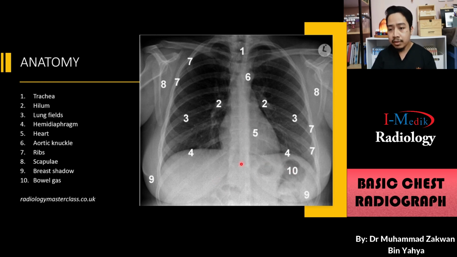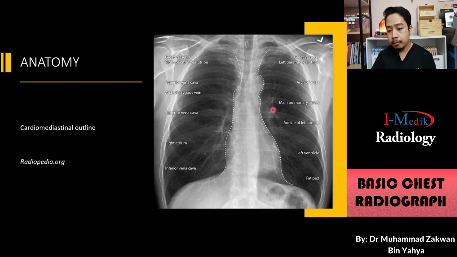Again, the anatomy. This is the outline of the mediastinum. From craniocaudally on the right side, there will be the great vessels or right paratracheal stripe, and then the arch of the azygos vein. Below it there will be the superior vena cava, followed by the right atrium forming the right heart border, and inferiorly, the most inferior is the inferior vena cava.